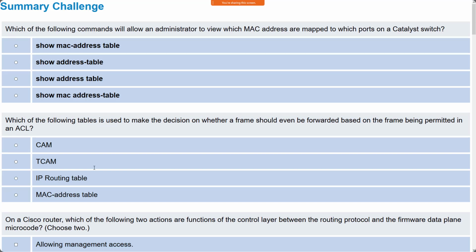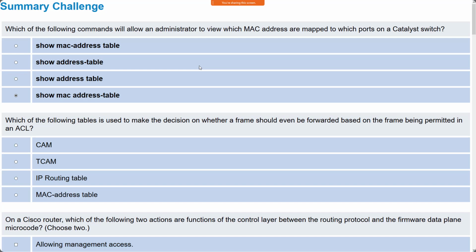Which of the following commands will allow the administrator to view which MAC address table is mapped to which port? Show mac address-table. By the way, the command does vary. I believe this is going to be the right answer in this case. Sometimes there's a dash between all of the keywords, and sometimes there's only a dash between address and table. I've seen that. It depends on the platform. Some of the older platforms have a dash between all three keywords, mac, address, and table. Some of them only have the dash between address and table.